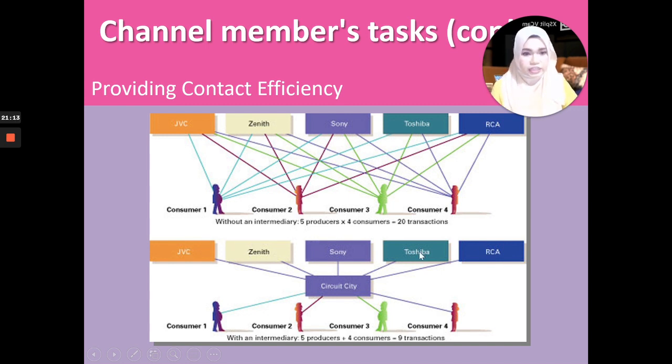The manufacturer can just sell the product to the retailer here, the Circuit City or the Harvey Norman. And the customer will only need to go to one place instead of going to 5 places. The producer also does not have to deal with many customers or consumers. They just need to deal with one shop, and it will still reach the same consumer. So it can be reduced to only 9 transactions: 5 producers plus 4 consumers.